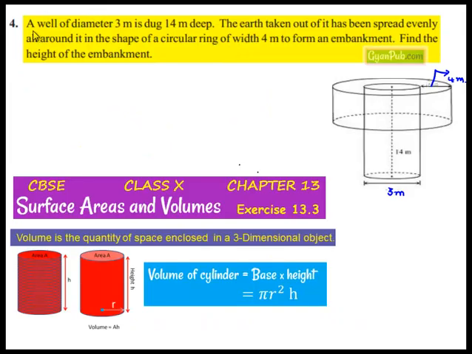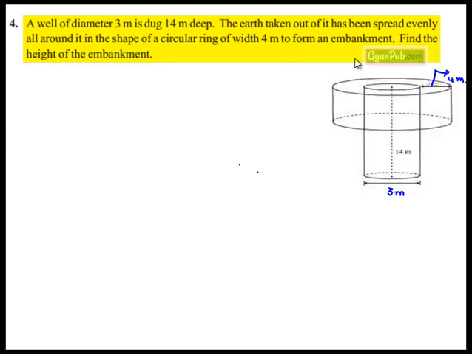Now, coming to the fourth question. A well of diameter 3 meters is dug 14 meter deep. The earth taken out of it has been spread evenly all around it in the shape of a circular ring of width 4 meters to form an embankment. Find the height of the embankment. Now coming to the solution.